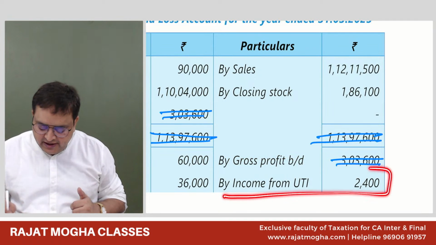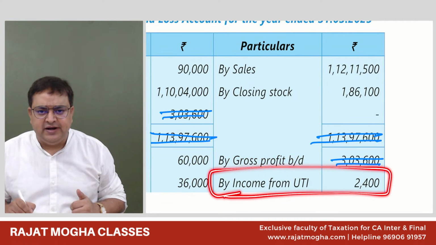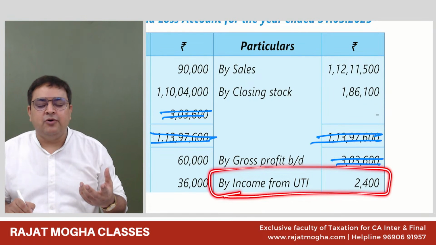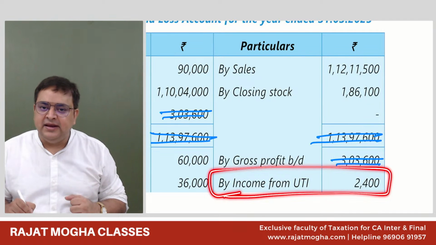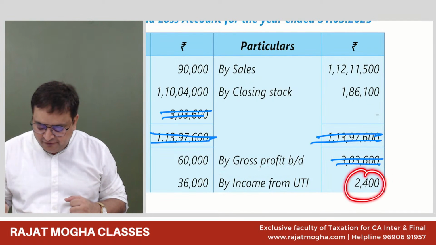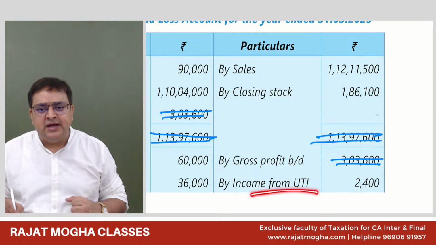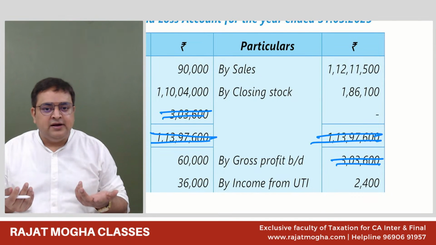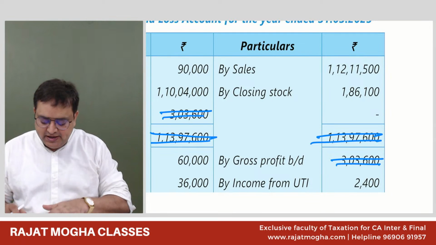Income from UTI. UTI is Unit Trust of India. Allowed or not allowed? Not allowed. Is it a PGBP income or an IFOS income? It is an IFOS income. Income from UTI, income from any mutual funds, dividend income, it is all IFOS. Okay.